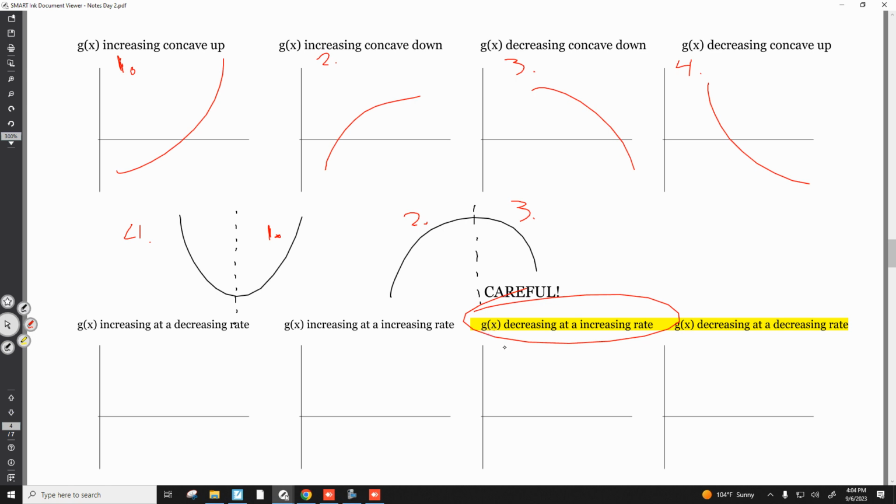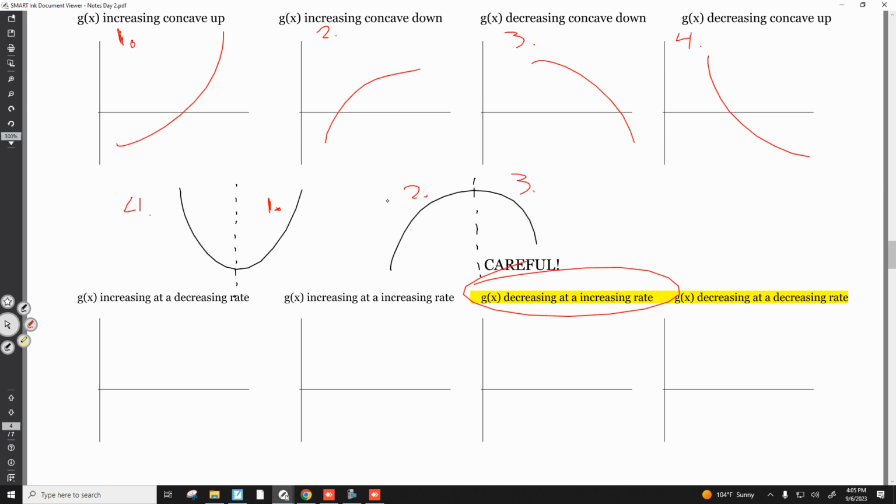2. Oh, that's increasing. No, that's decreasing and increasing. It's close. This is where it gets tricky. Ready, guys?